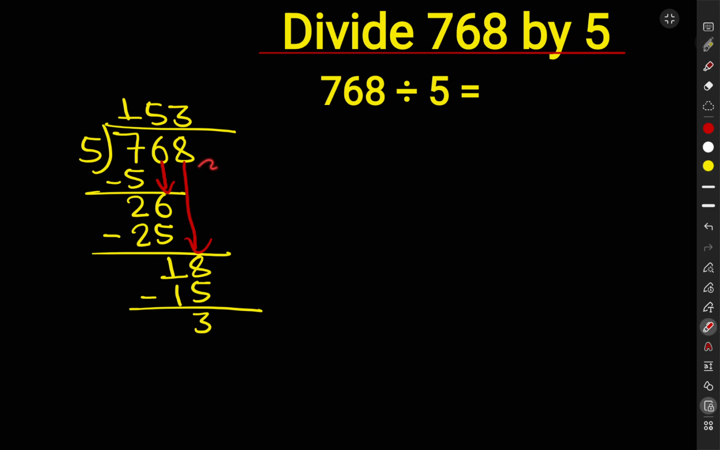So now we have no other number to put down. So we take here a decimal, so that we put 0. So it is 30 and 5 times 6 is 30. On subtracting, we get 0.